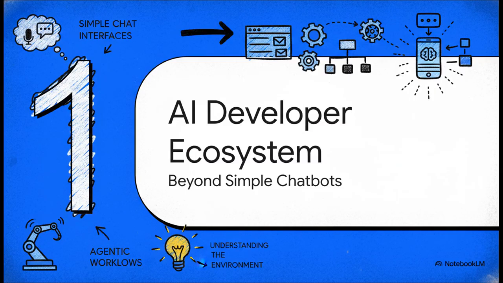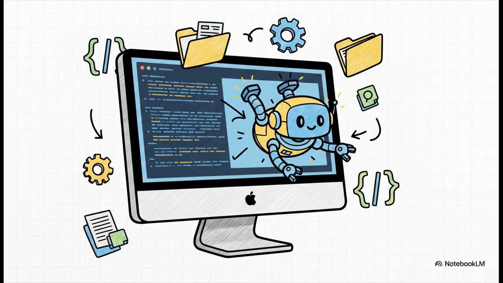Section 1, the AI developer ecosystem. Now, to really grasp the tools, we first need to understand the environment they live in. And right now, we are witnessing a massive, fundamental shift from simple chat interfaces to deep agentic workflows. We're basically moving from prompt and response setups to fully autonomous, context-aware agents operating right there in your environment. These general-purpose agents are now entirely capable of interacting with full computing environments and your local file systems.